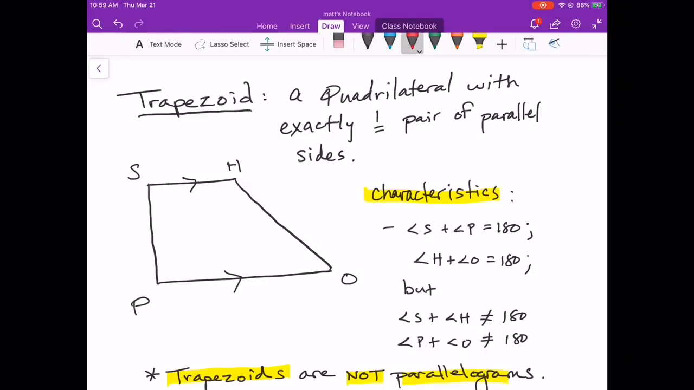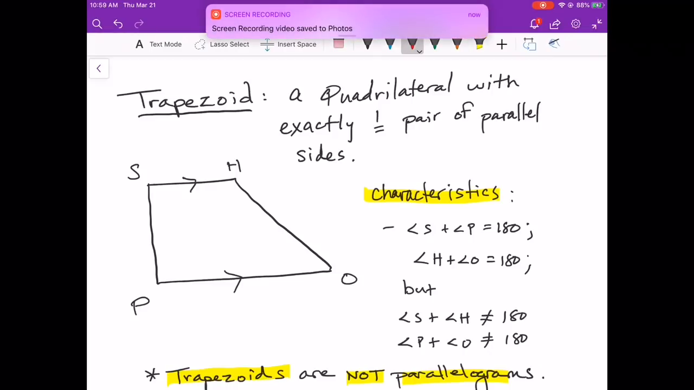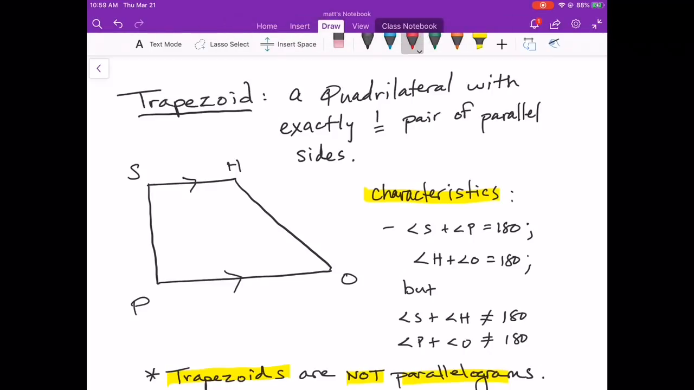A quadrilateral that's not a parallelogram would be a trapezoid. A trapezoid, again, not a parallelogram, is a quadrilateral with exactly one pair of parallel sides.